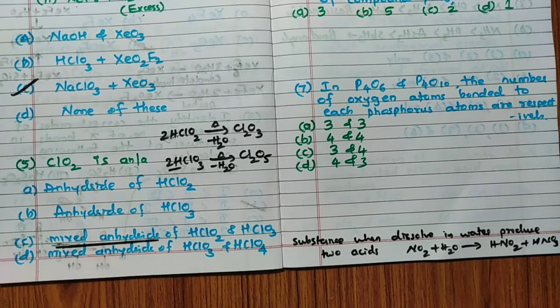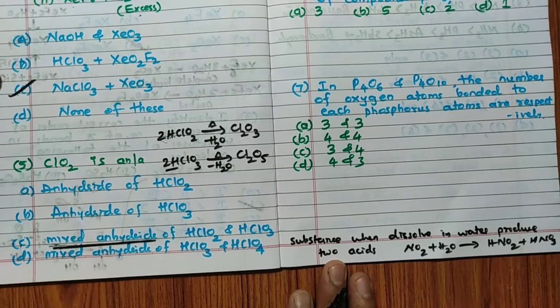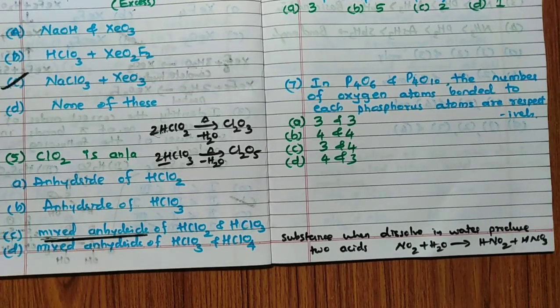HNO2 plus HNO3. Another important point to be noted is that whenever such a substance is dissolved, it will always undergo a disproportionation reaction. Here it is plus 4 to plus 3 and plus 4 to plus 5. So a disproportionation reaction should take place in this particular case. That is the one point you have to remember in your mind.